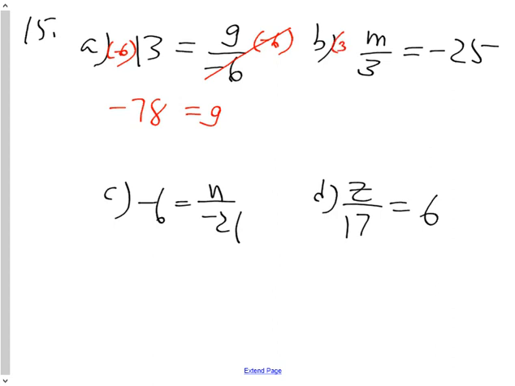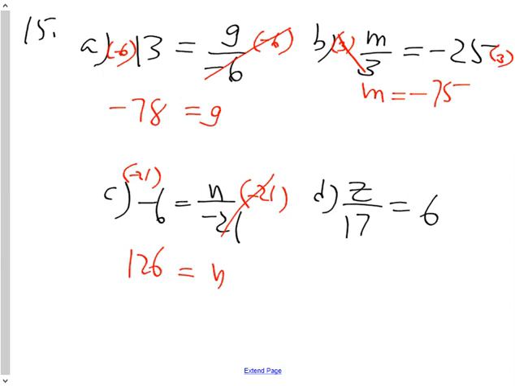What do you do to both sides here? I'm going to multiply both sides by 3, and m will equal negative 75. Over here, I'm going to multiply both sides by negative 21, and n will equal positive 126. And over here, I'm going to multiply both sides by 17, and z would equal, notice how I made my z with a little line through it. If you don't use a line through your z, it looks an awful lot like a 2. So put a line through the z to make it clear that it is a z.